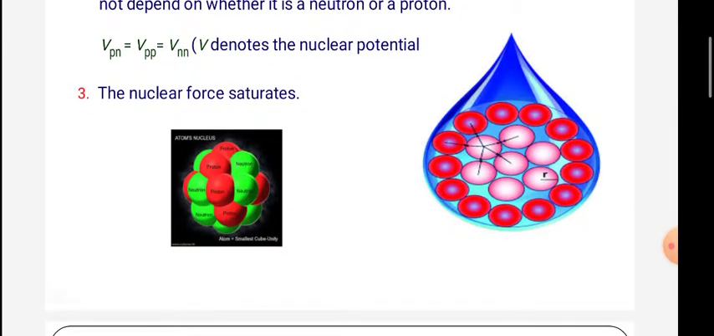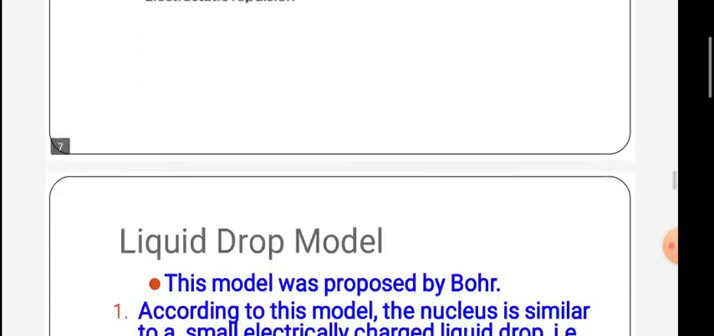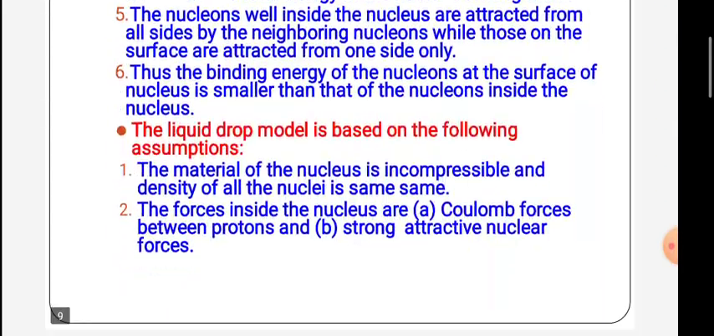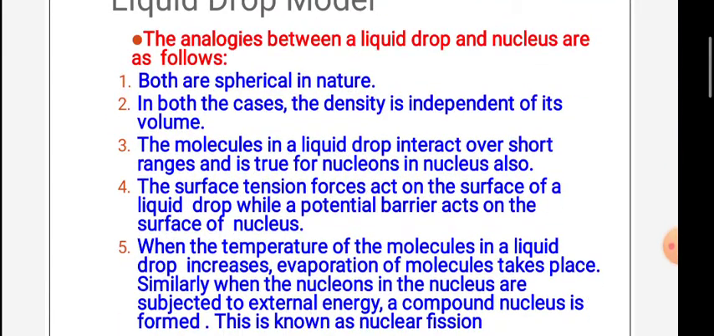In this figure, we can see the similarity in the arrangement of neutrons and protons to that of the H2O molecules in a water drop. If we consider the liquid to be water, the way the H2O molecules are arranged within a liquid drop is similar to the way neutrons and protons are arranged. The analogy between a liquid drop and the nucleus can be stated as follows. Both are spherical in nature. In both cases, the density is independent of volume.